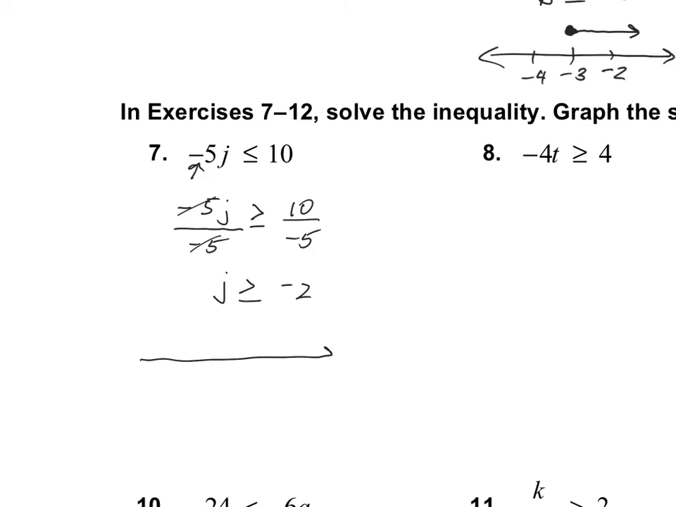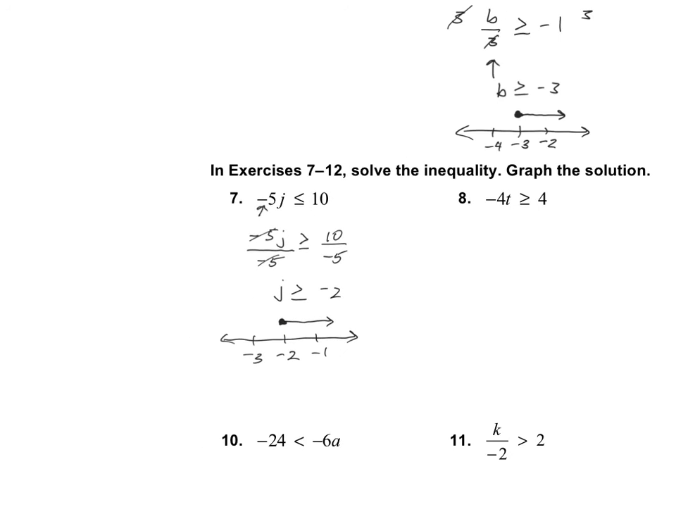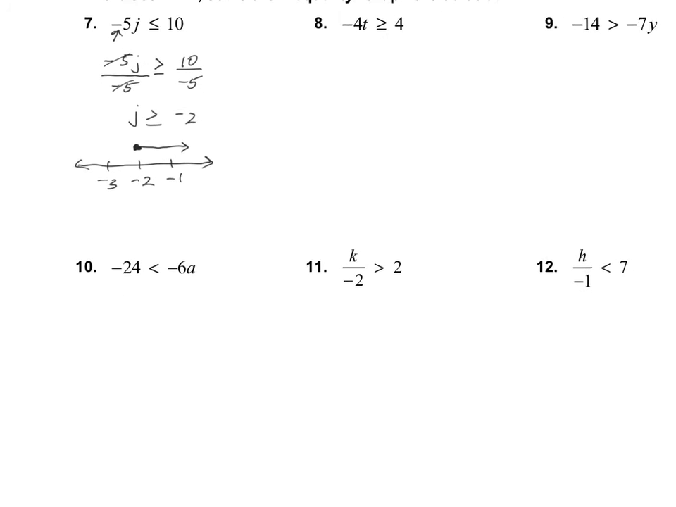Again, get used to graphing. I'm not going to make you draw a whole bunch of points, but -2, it's good to the right is -1, -3, and J is going to be bigger than or equal to -2, which means filled in dot again, arrow to the right. There you go.